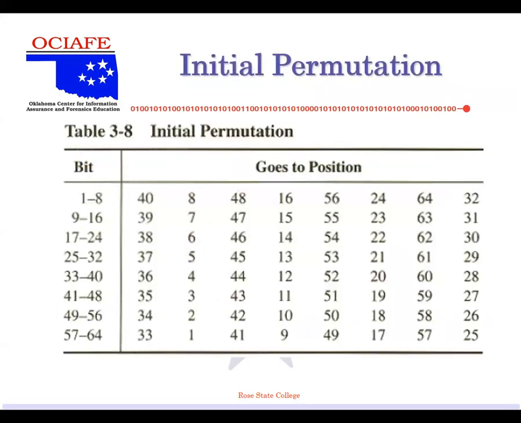Okay? So the initial, bit 1 goes to bit 40. Bit 2 goes to bit 8. Bit 3 goes to 48. Bit 4 goes to 16. 5 goes to 56. 6 goes to 24. 7 goes to 64. And 8 goes to 32. So we're just moving them around. So far, so good?